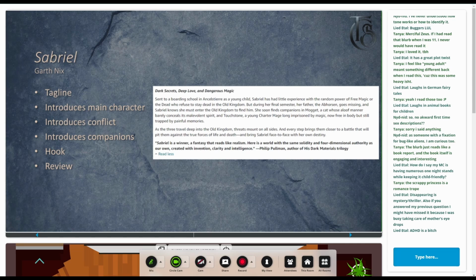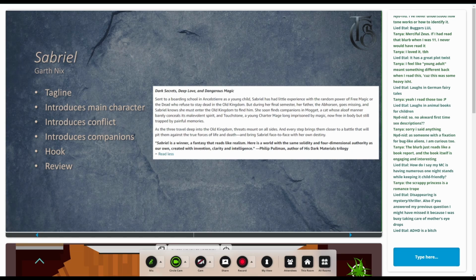Dark secrets, deep love, and dangerous magic. Sent to a boarding school in Ancelstierre as a young child, Sabriel has little experience with the random power of free magic or the dead who refuse to stay dead in the Old Kingdom. But during her final semester, her father, the Abhorsen, goes missing, and Sabriel knows she must enter the Old Kingdom to find him. She soon finds companions in Mogget, a cat whose aloof manner barely conceals its malevolent spirit, and Touchstone, a young Charter mage long imprisoned by magic, now free in body, but trapped by painful memories.